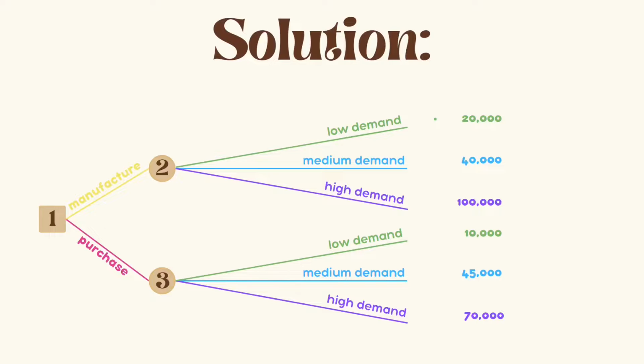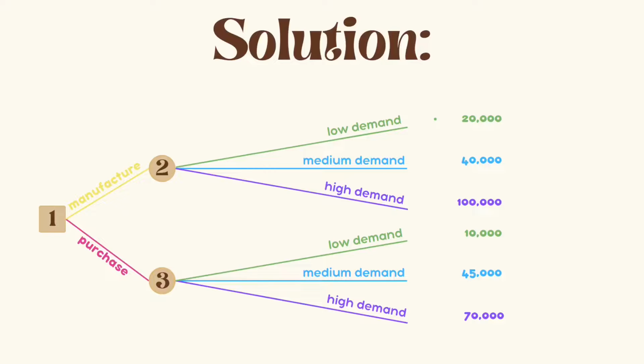On the other hand, if Bella Sailia decides to purchase the accessories needed for the dress, there are also three following outcomes. If it is in low demand, the company is projected to profit 10,000. If it is in medium demand, the company is projected to profit 45,000. And lastly, if it is in high demand, the company is projected to profit 70,000.